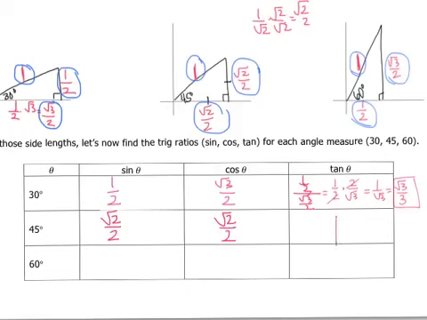Okay. And last but not least, 60 degrees. Sine of 60 degrees, we would have our opposite side over the hypotenuse, so that's just going to be radical 3 over 2. Cosine is our adjacent side over the hypotenuse, that's just going to be 1/2. And then we are going to have a little bit of work again to do on tangent of 60 degrees. So what is this? Radical 3 over 2 divided by 1/2.